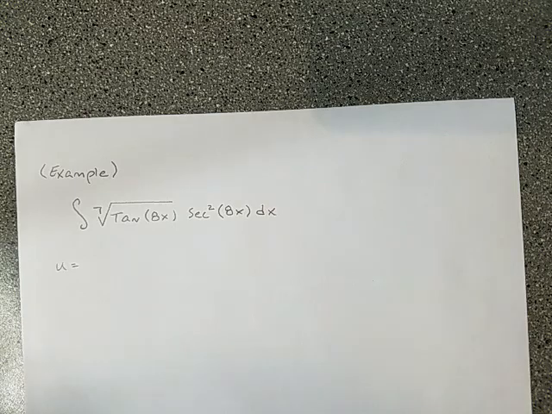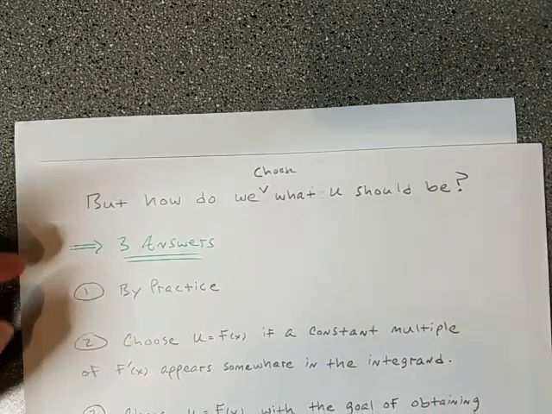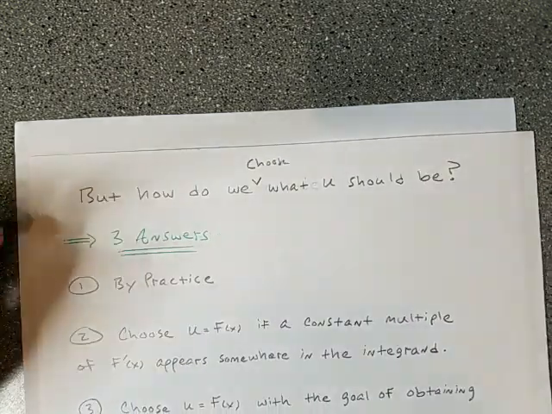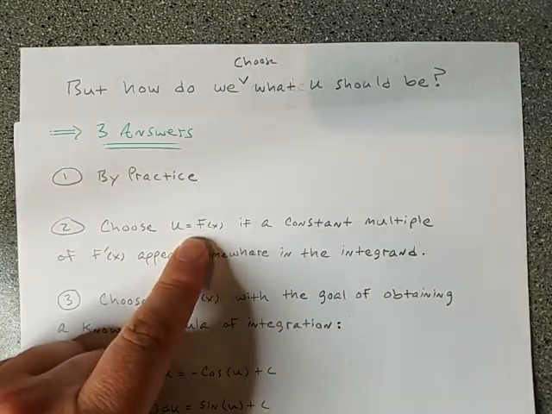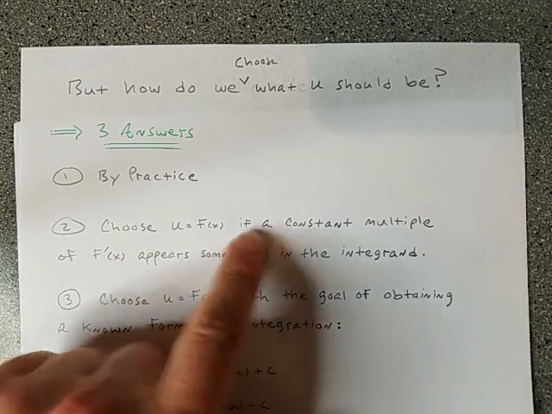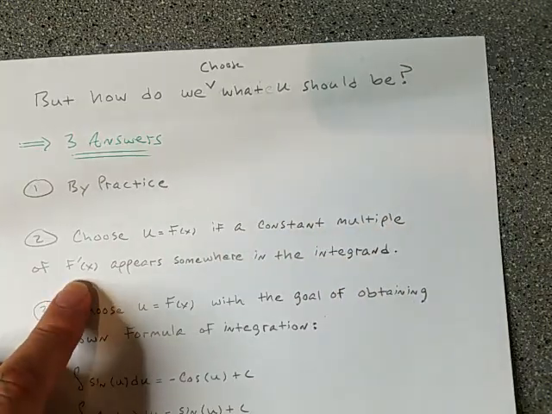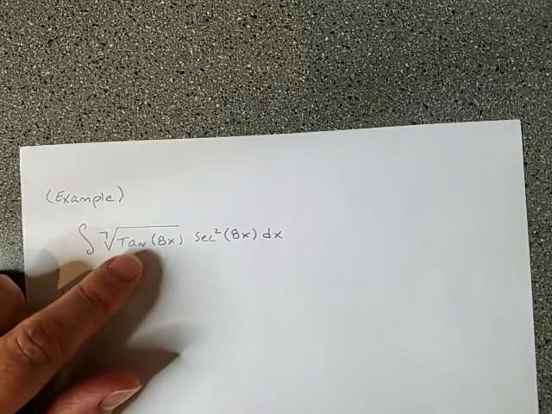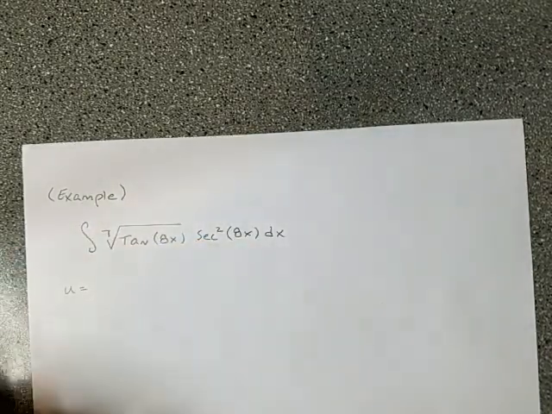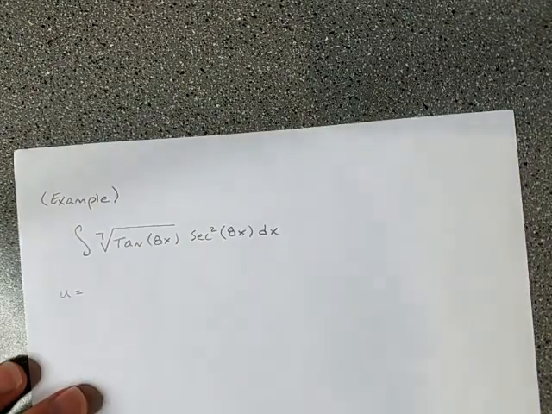All right, so let me remind you of this slide I've showed you before. How do we choose what U should be? Well, you can choose U to be something in the problem such that a constant multiple of its derivative appears elsewhere. And then I see tangent, and I think, well, the derivative of tangent is secant squared, so maybe the tangent should be the U. That would be the thought process.